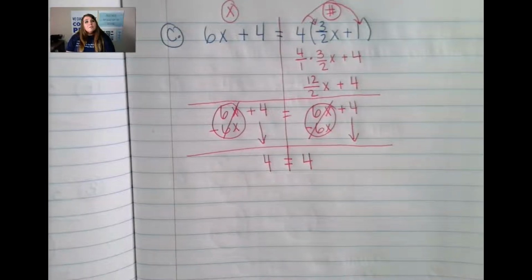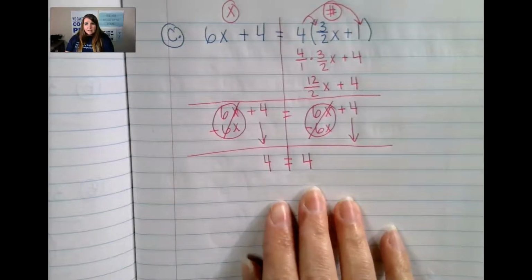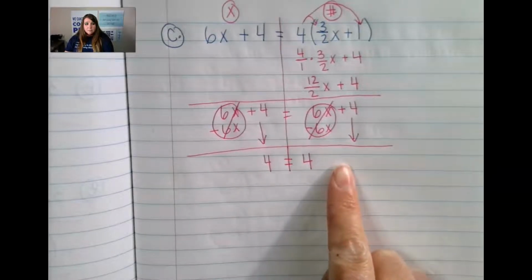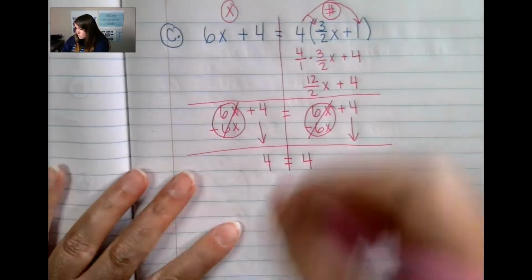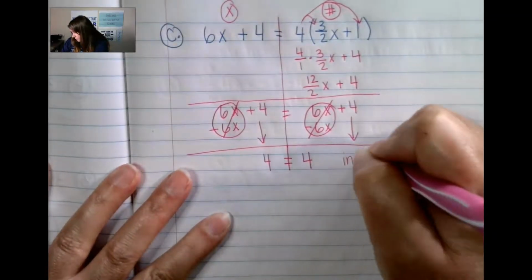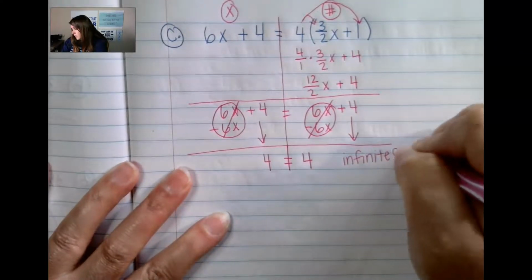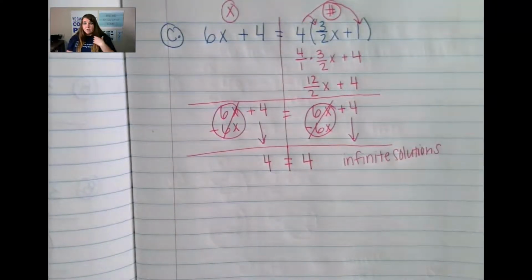This problem has infinitely many solutions. Oh my gosh, try saying that 5 times fast. So that means that I could put anything in for x and one side will always equal the other side. So this is called infinite solutions. That means that the solutions never end. They will go on forever.